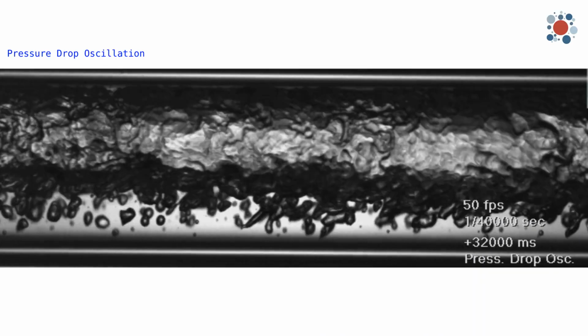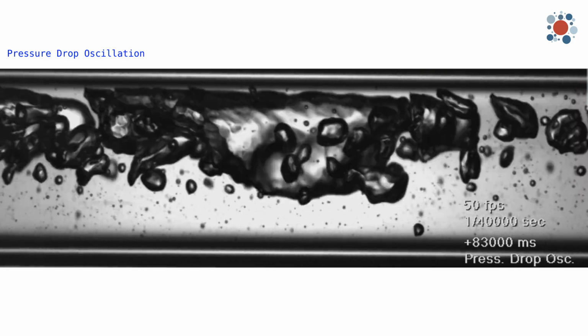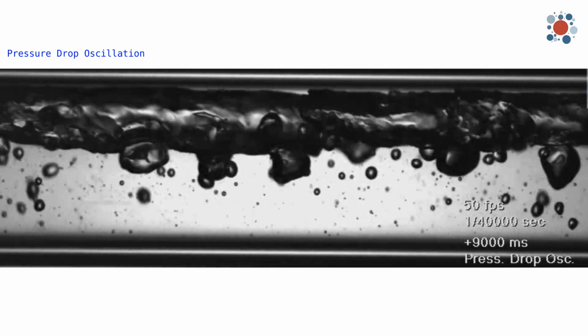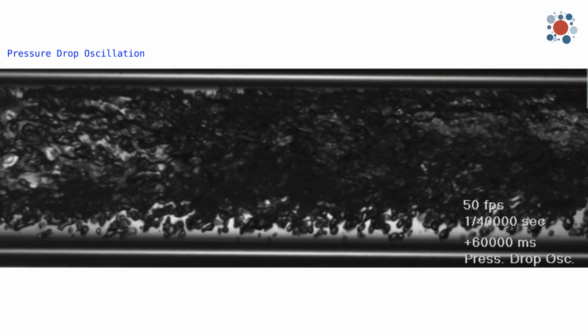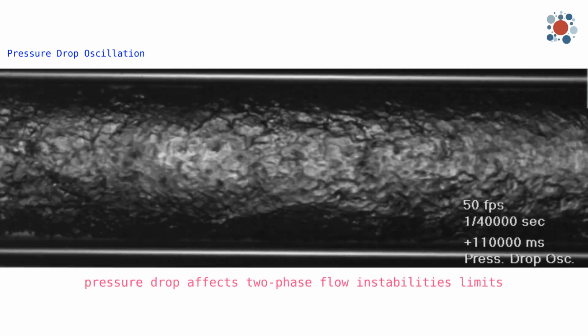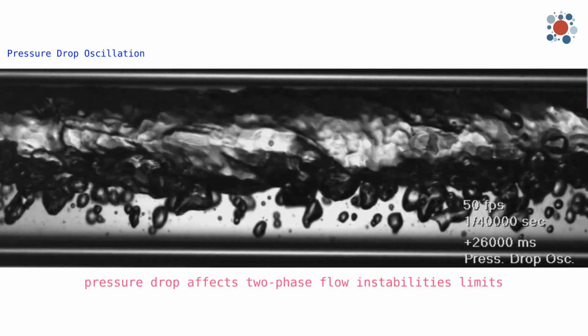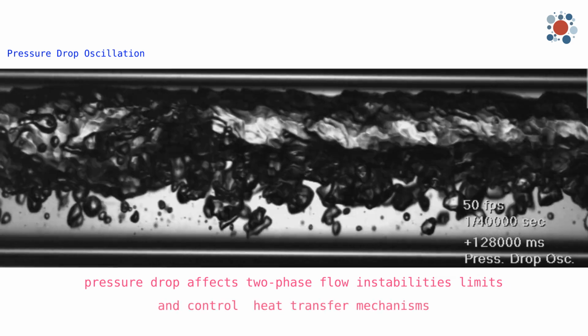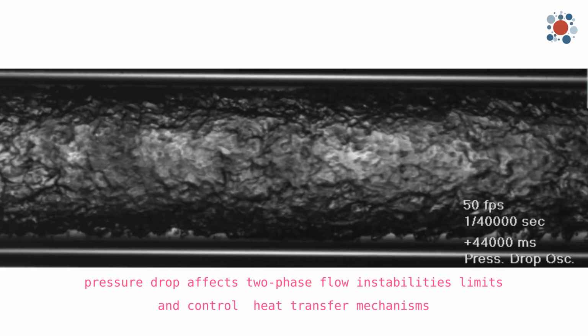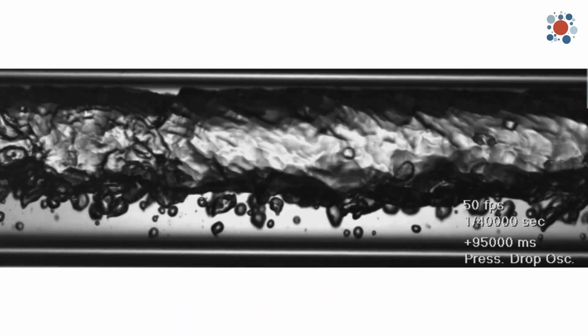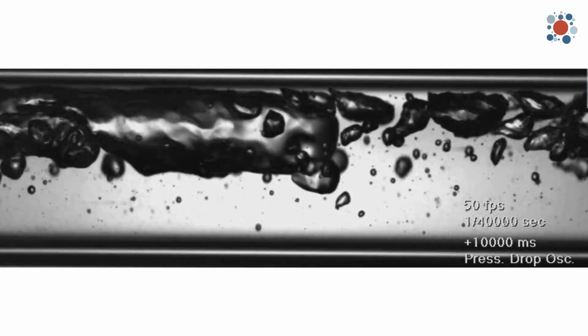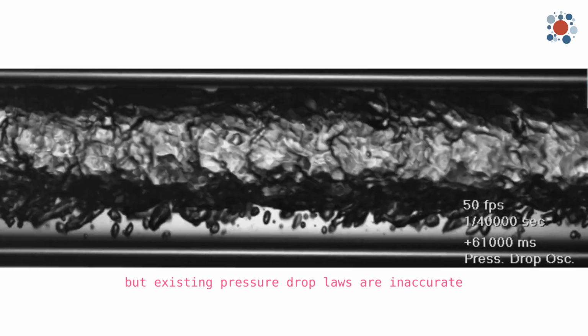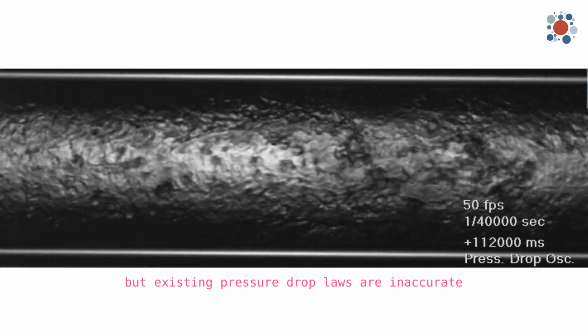The accurate estimation of the two-phase pressure drop plays a major role in the simulation of thermohydraulic systems, especially during transient events. The pressure drop does not only affect the stability limits of two-phase flow instability phenomena but also determines the initiation of abnormal heat transfer mechanisms. However, existing two-phase flow pressure drop laws suffer from large uncertainties and limited prediction capabilities.